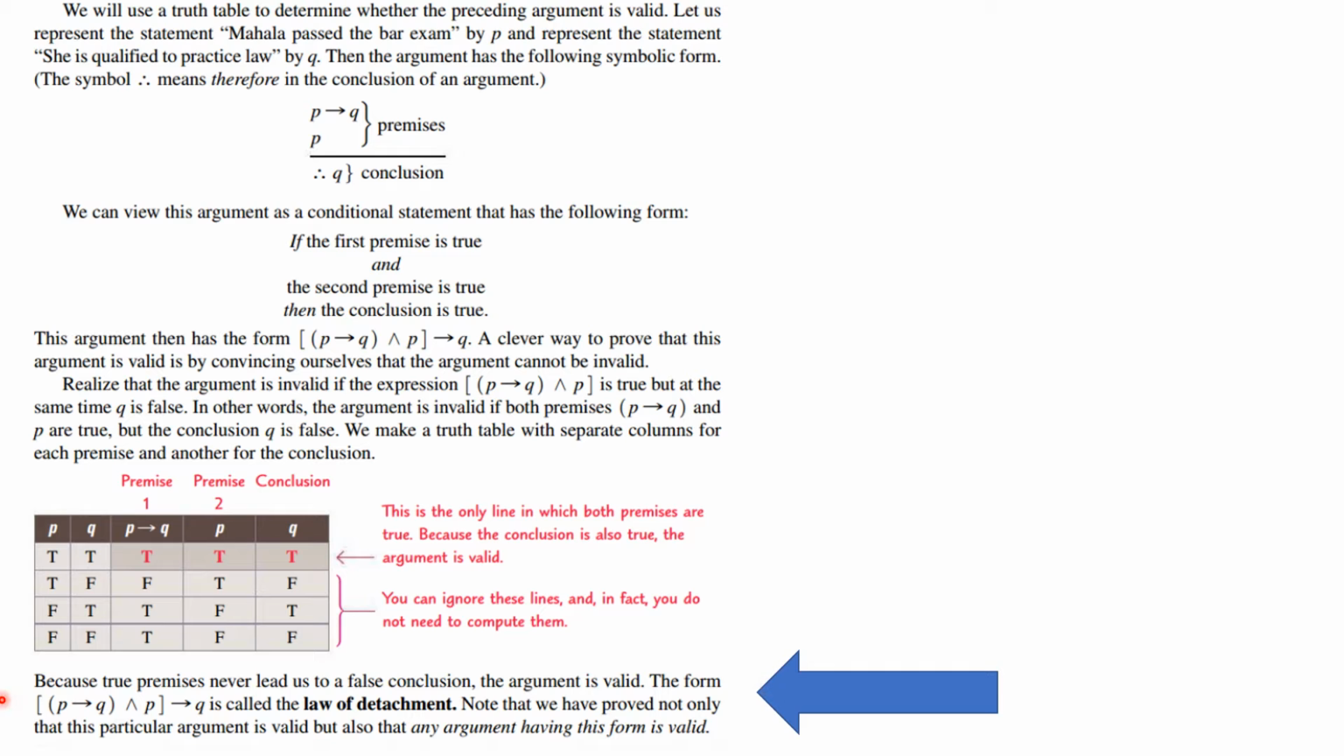The form, if P then Q and P implies Q, is called the law of detachment. Note we have proved not only that this particular argument is valid about Mihaela and the bar exam, but also that any argument having this form is valid. So if we have if P then Q, P, therefore Q, we're calling that the law of detachment, at least in this book we call it the law of detachment.